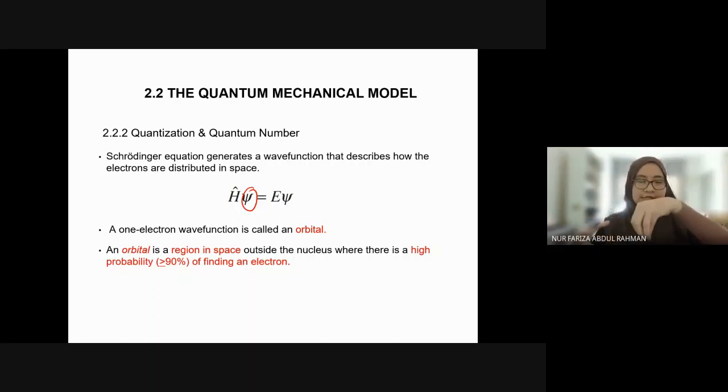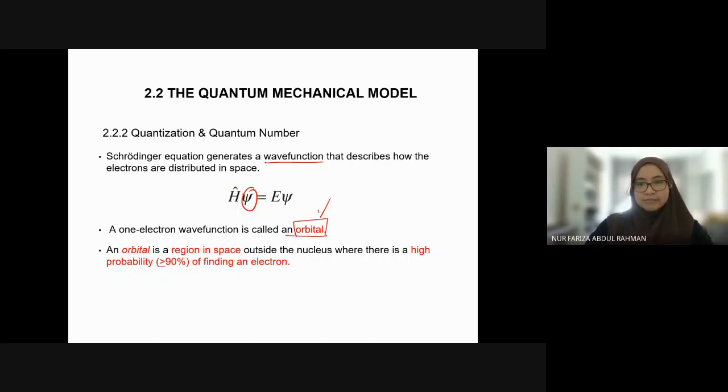So we have the nucleus and then we have the electron. The location of the electron is not known, but we know that it is distributed outside the region of the nucleus. That space is what we call the wave function. A one-electron wave function is called an orbital.